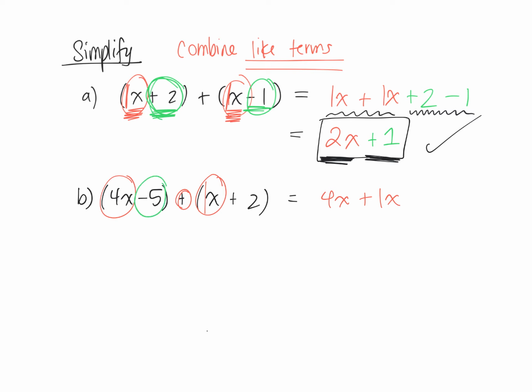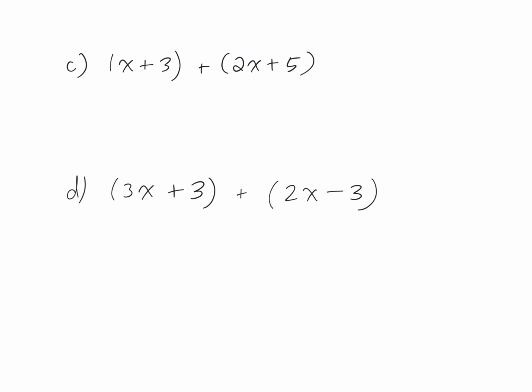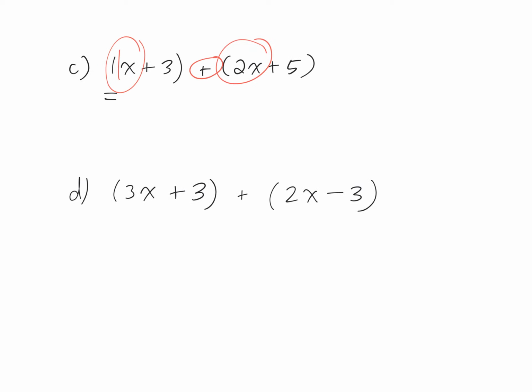Now what can I group with -5? I'm adding 2. So plus 2. 4x plus 1x equals? And what's -5 plus 2? You said 3. Is it positive or negative? -3. Correct.